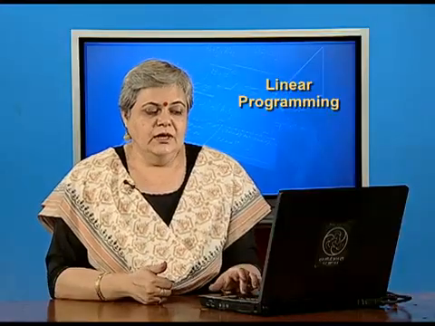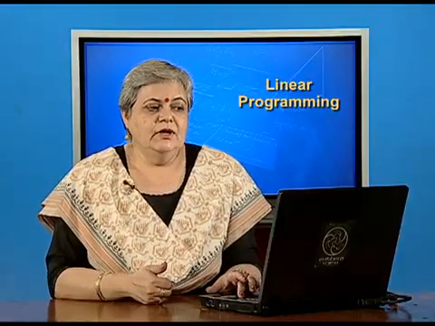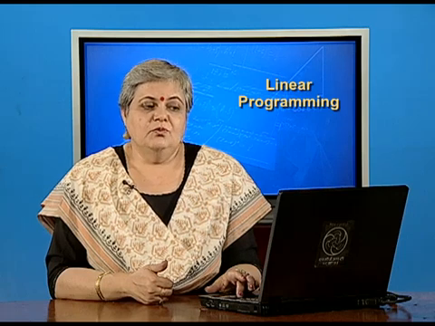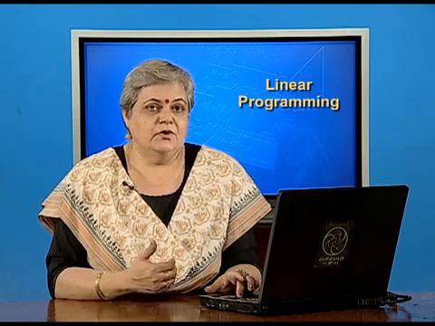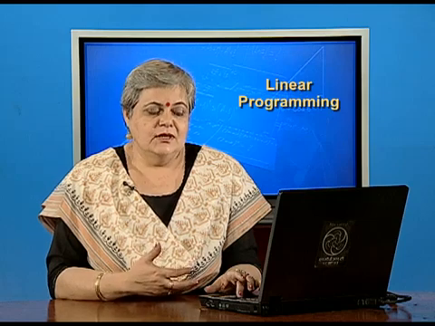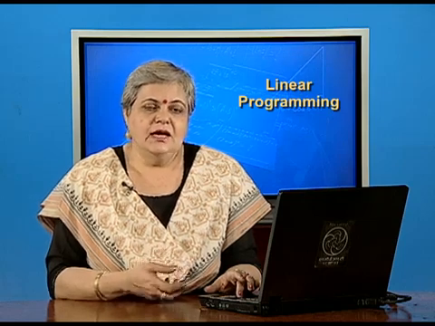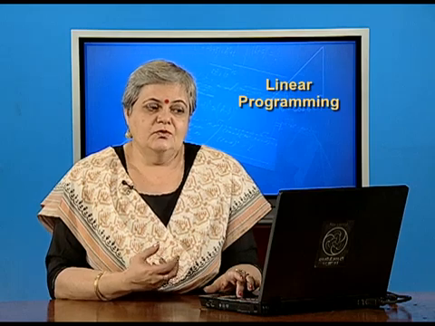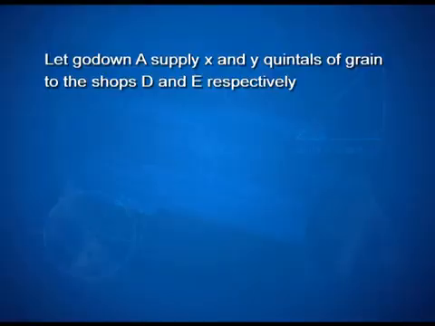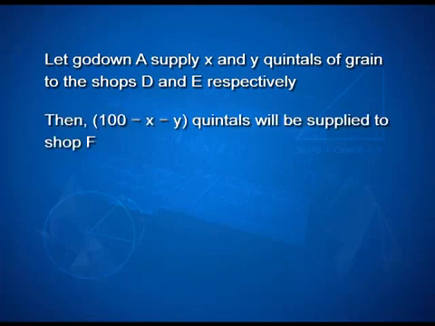So, if you start looking at a problem like this, then what we have to understand is what would be our variables, what we refer to as the decision variables. What are we going to assume as our x and y? So, why do not we start by thinking that from the point A, suppose we supply x and y quintals of grain to the shops D and E respectively, and therefore, shop F would get what is left with A, that is 100 minus x minus y quintals.